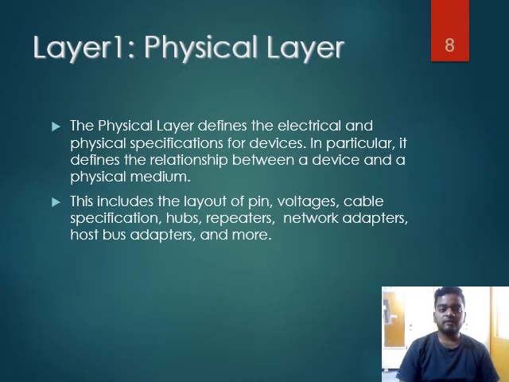Coming to layer 1, the physical layer. The physical layer defines the electrical and physical specifications for the device. In particular, it defines the relationship between a device and a physical medium. This includes the layout of pins, voltages, cable specifications, hubs, repeaters, network adapters, host bus adapters, and more.